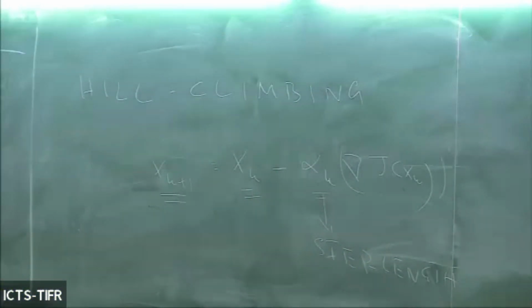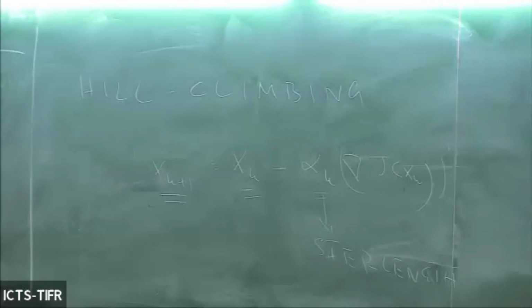So the sequential minimization, there are only three key things. Where am I? Which direction do I need to go? How far do I go in that direction? Where am I is xk. Which direction to go? Negative of the gradient. How far you go, alpha k.